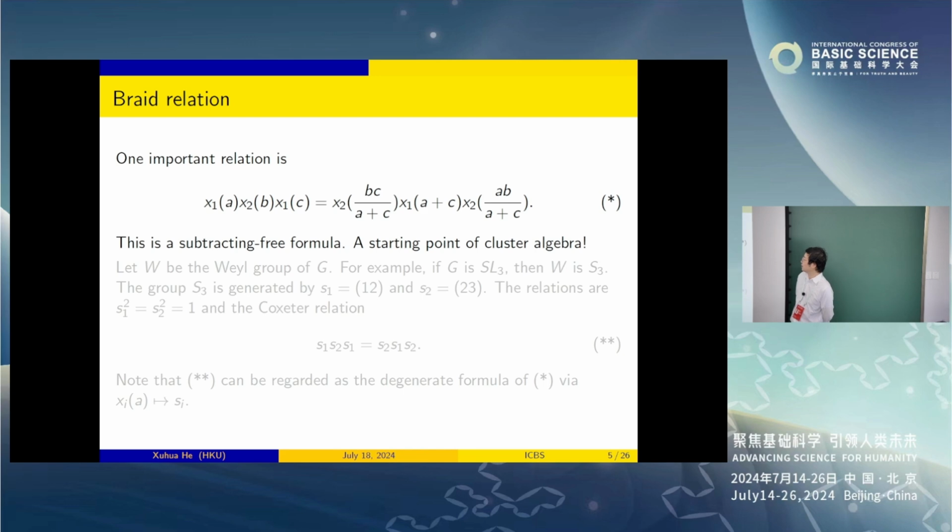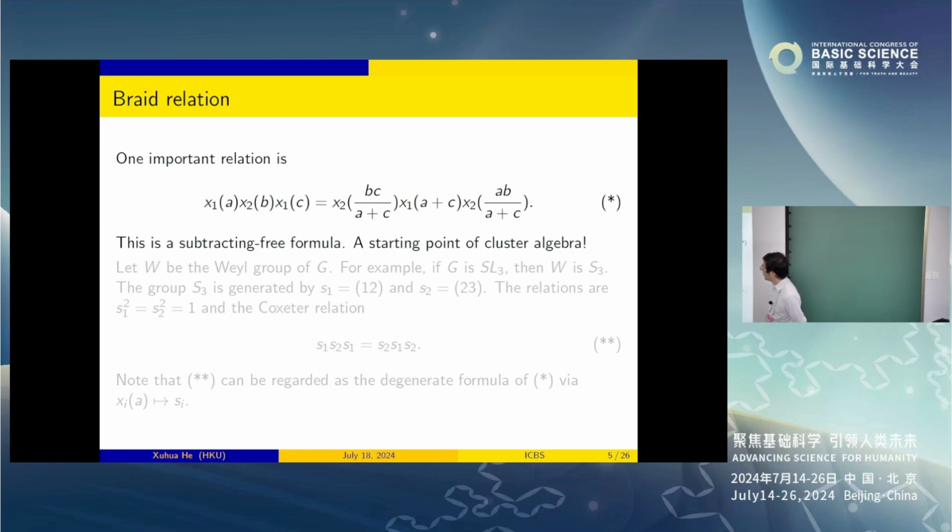So in particular, if you start with the positive numbers, what you get is just the positive numbers. And in fact, this is actually one of the starting points for the motivations of the cluster algebra.